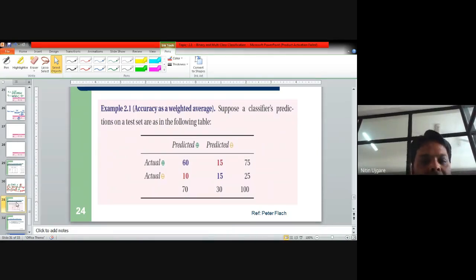You're supposed to calculate all the measures, all the confusion matrix measures, for this contingency table or confusion matrix. Suppose a classifier's prediction on a test set is as follows. That is, these are the confusion matrix values. So what does the first one represent? It represents TP. This represents TN. This represents FP, and this represents FN.